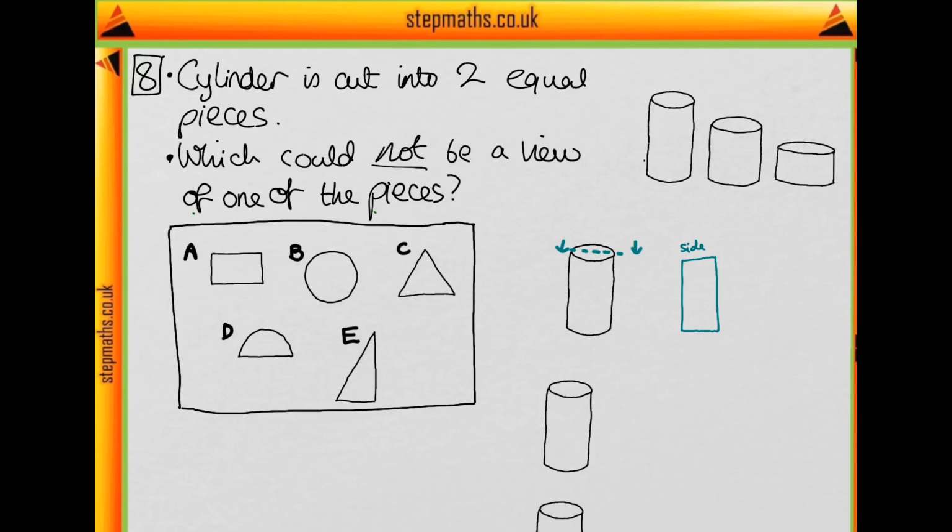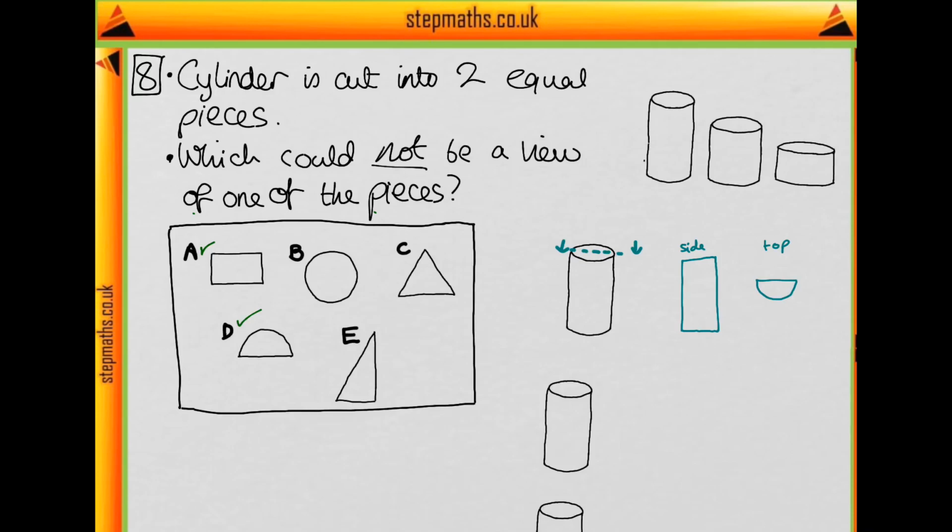And also, if we looked at it from directly above, we would have a semicircle. You can see this would be straight, and this would give us a semicircle here. So these are the 2 possibilities, which means we can immediately rule out A and D, because we could have those as a view of one of the pieces. How else could we cut the cylinder?